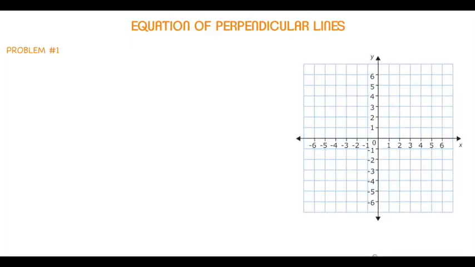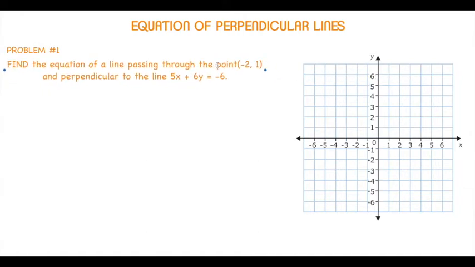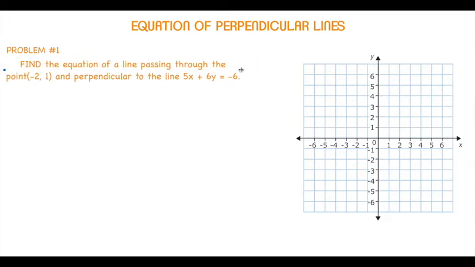So after we learned about how to find the equation of the perpendicular lines, let's work on a problem. Problem number 1. Find the equation of a line passing through the point -2, 1 and perpendicular to the line 5x plus 6y equals -6.